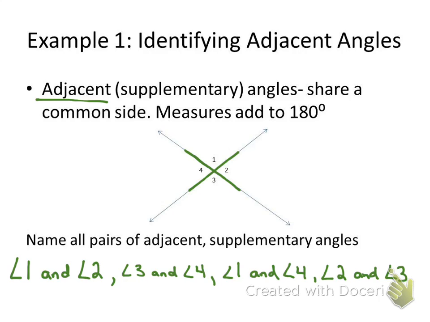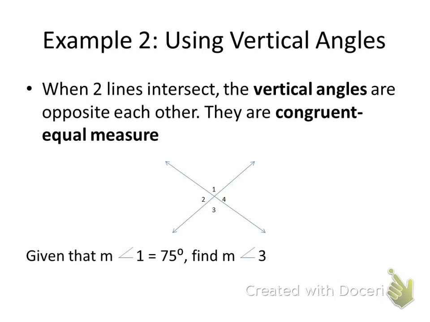The second type of angle that we're going to learn today is called vertical angles. This happens when 2 lines intersect. So this diagram looks very similar to example 1. When 2 lines intersect, the angles opposite each other, so now they don't share the common side, that's the difference, are congruent.